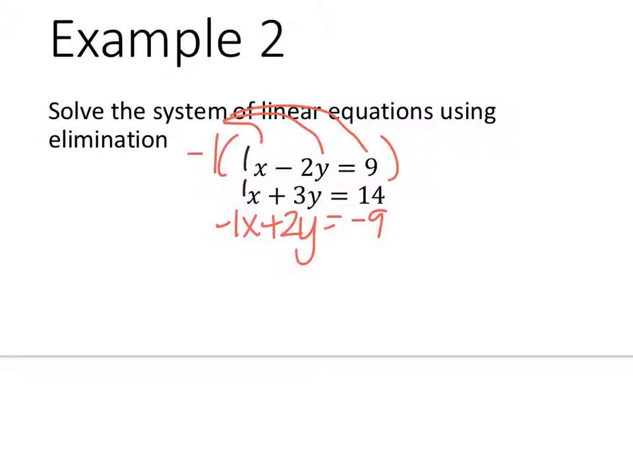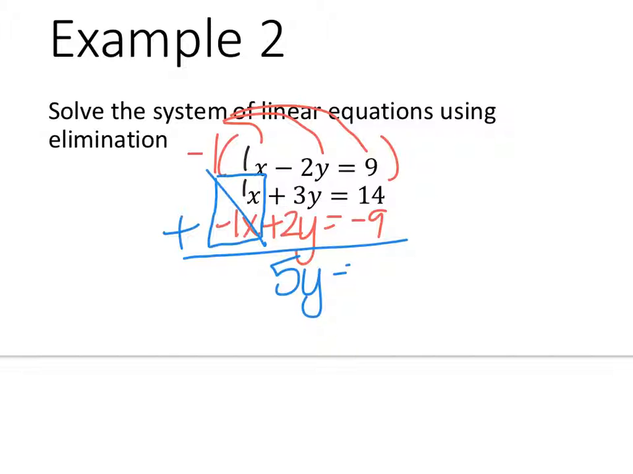Now when I look, a positive 1x and negative 1x will cancel itself out, so I can add these two equations together. 1x plus negative 1x will go away. 3y plus 2y is 5y. And 14 minus 9 is 5. Again, I'm left with a simple one-step equation. Divide by 5 on both sides, and we're left with y equals 1.